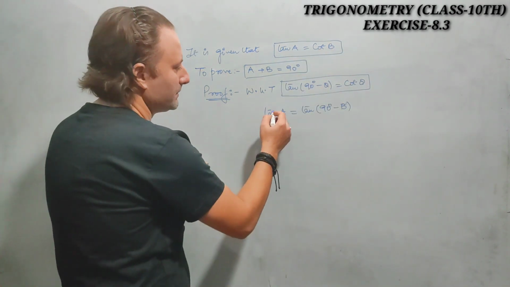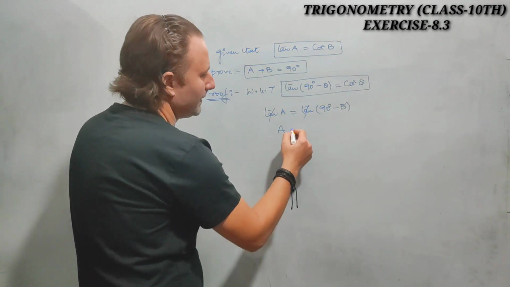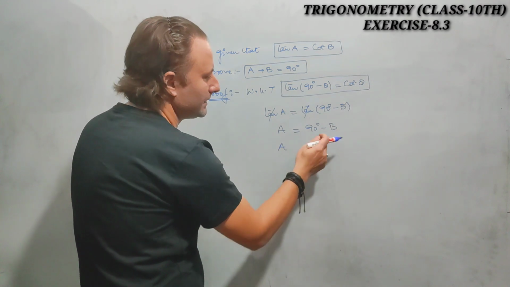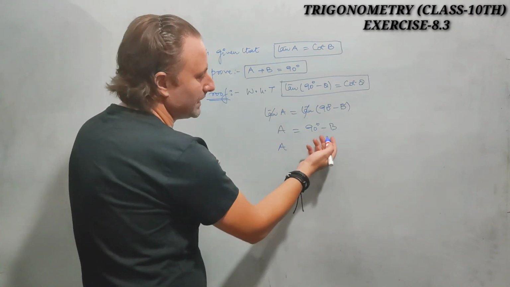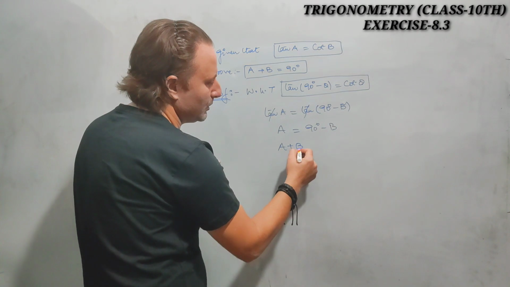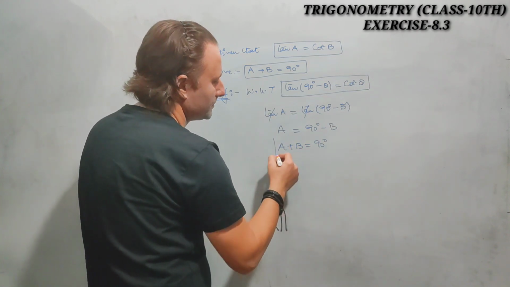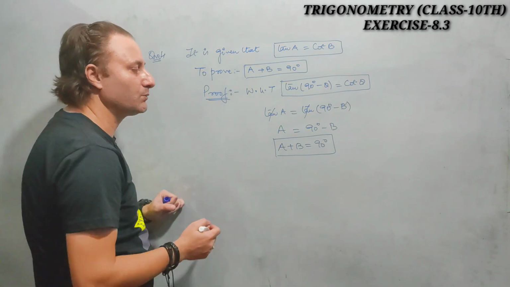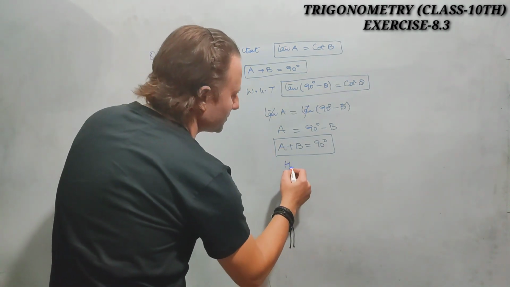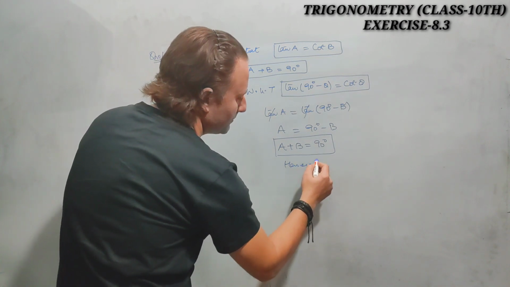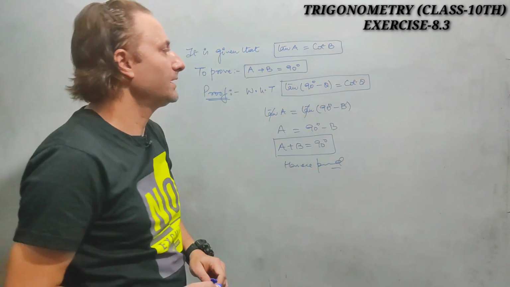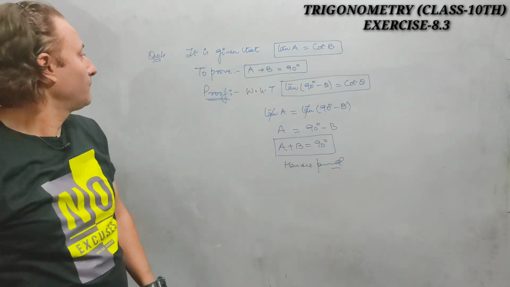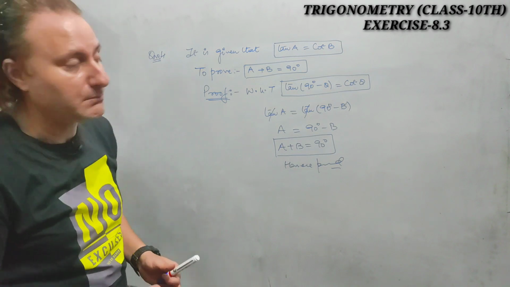Okay, so what happens here? Tan and tan gone. Now what do we have? A is equal to 90 minus B. Now I will take this B, because this is negative, to this side, it becomes positive. So what was the question asking? The question was asking the same thing. A plus B is equal to 90 degrees. That's what we just did. Hence proved. Clear, guys? Very much, I think. So this is question number 4. Let's move to question number 5.